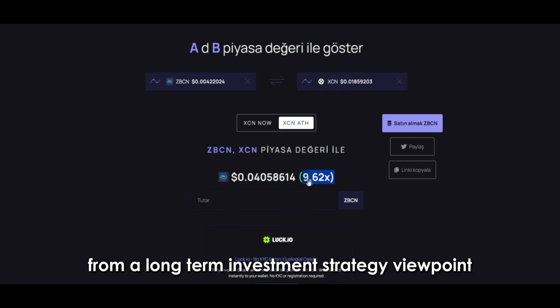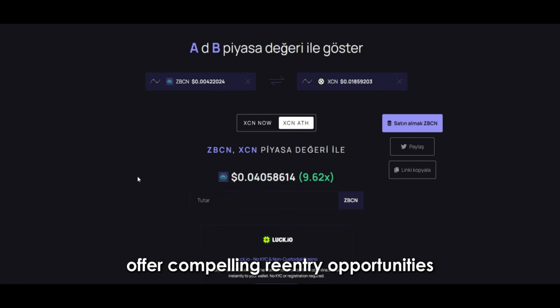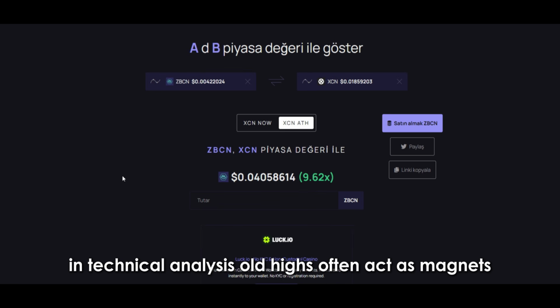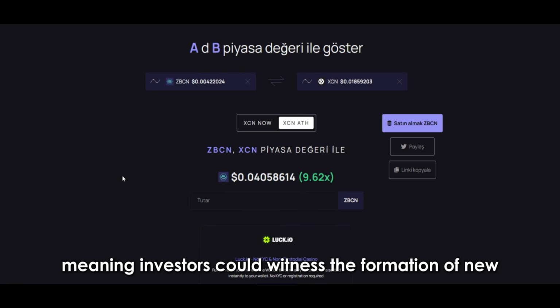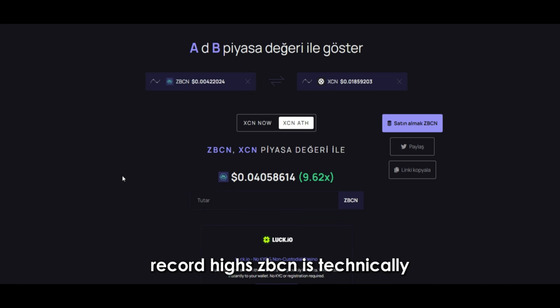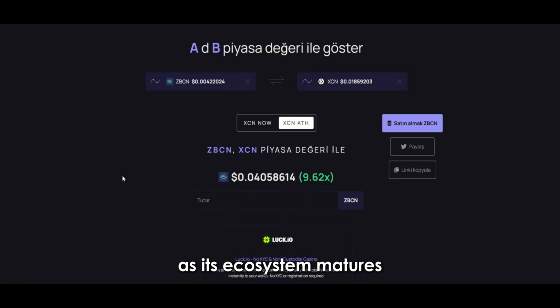From a long-term investment strategy viewpoint, mature projects like XCN coin, which have already achieved ATHs, offer compelling re-entry opportunities. In technical analysis, old highs often act as magnets. A return to $0.18 would represent roughly a 10x gain from current levels. For Zbcn coin, an ATH is yet to be established, meaning investors could witness the formation of new record highs. Zbcn is technically and fundamentally in a formative stage, and strategic early investment could yield substantial returns as its ecosystem matures. Community dynamics also favor Zbcn.